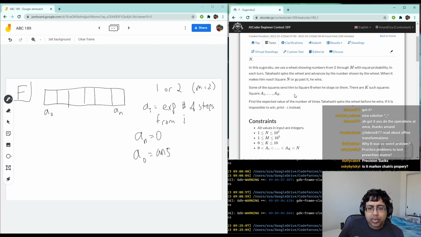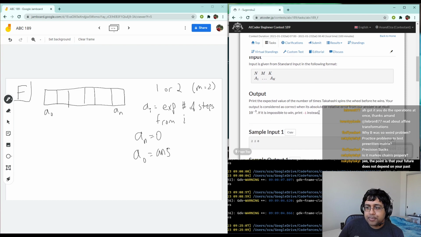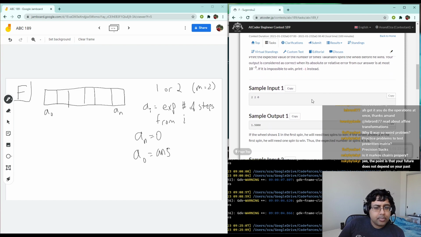Oh, they didn't even have a name, but they don't have any of these special squares. So for the first example, we have, I guess, 3 squares: 0, 1, and 2. So a2 equals 0 by definition. Then from a1, when we spin the wheel, we can either go to 2 or we can go past 2.